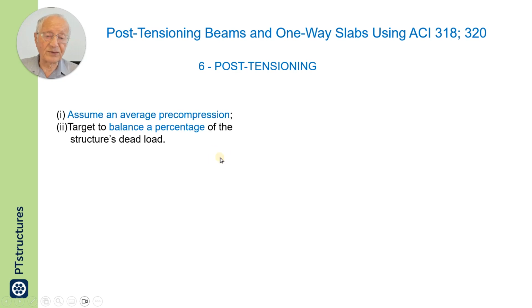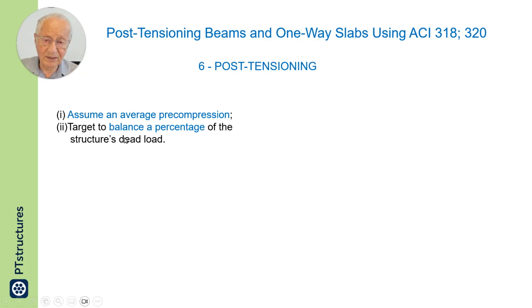Next, I move to post-tensioning. For post-tensioning, I start by assuming an average precompression and target a percentage of dead load to balance. Unlike dead load and live load, that once the magnitude of the load is defined, you use the frame program.